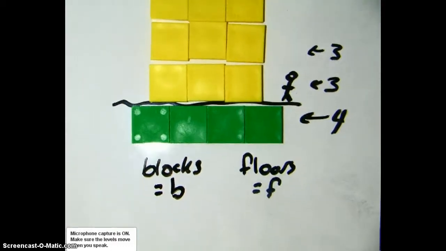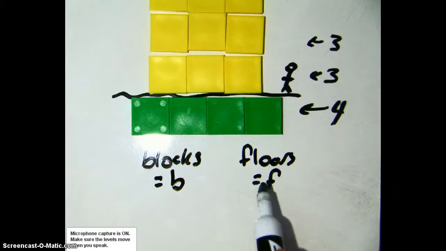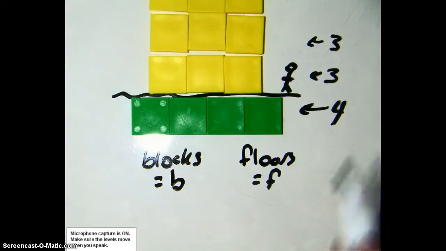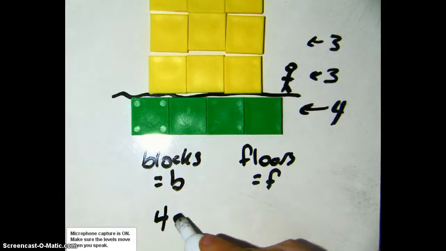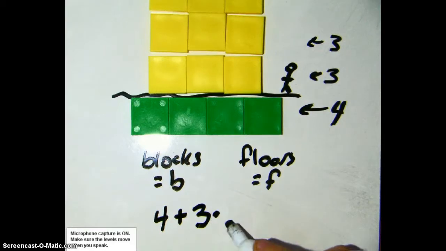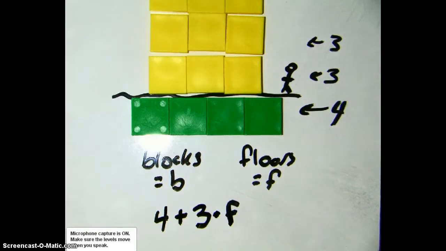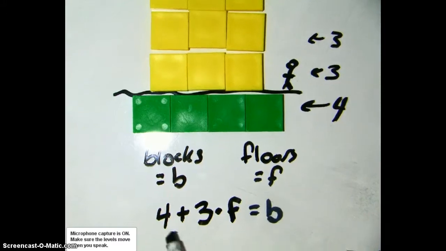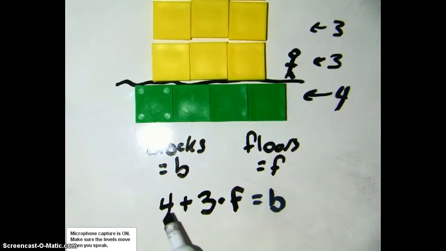And now let me write an explicit rule for what's going on here. Well, I start with 4, and then add 3 each time. So that means I'm starting with 4 and adding 3 blocks for every floor I go up. So let's see, if I take the number of floors, multiply it by 3, and add 4, that'll give me the total number of blocks that I need. So this is my explicit rule here. 4 plus 3 times F equals B, right?